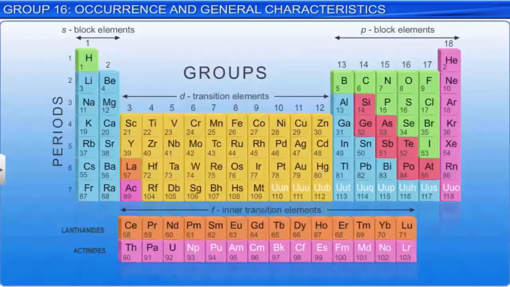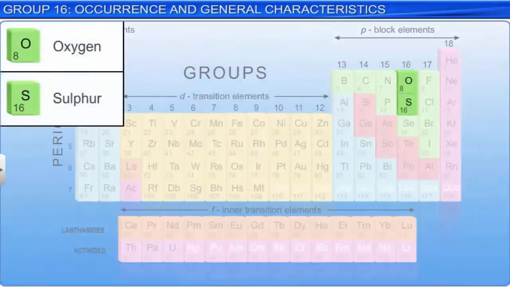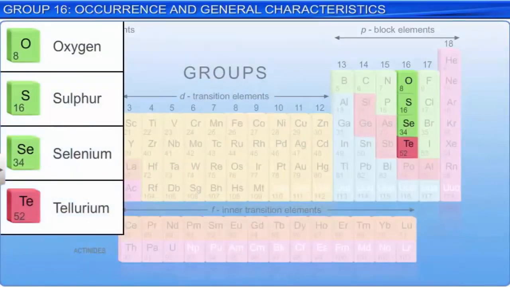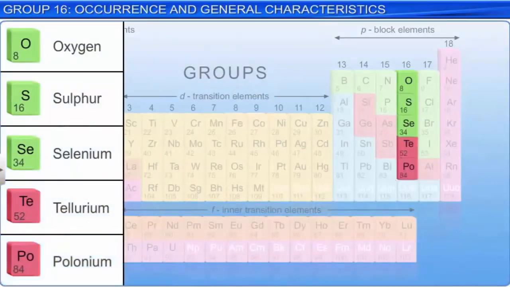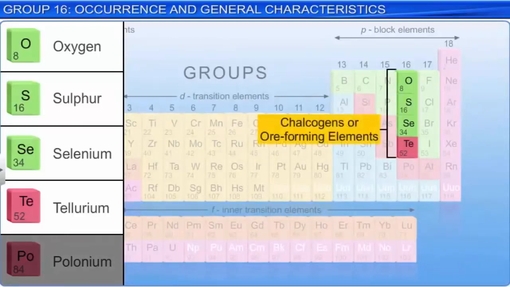The elements oxygen, sulfur, selenium, tellurium, and polonium constitute the 16th vertical column or 6A group elements in the long form of the periodic table. The first 4 elements of the group are collectively called chalcogens or ore-forming elements.